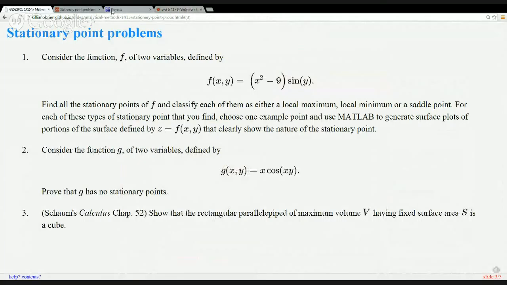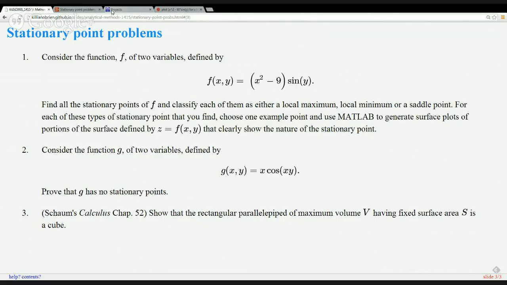Okay, so let's see if we can identify those algebraically. Alright, let's turn this thing on. So we've got our function x squared minus 9 times the sine of y. This is our function f. And so what's the definition of a stationary point? The stationary points are the points x, y that make both partial derivatives vanish.